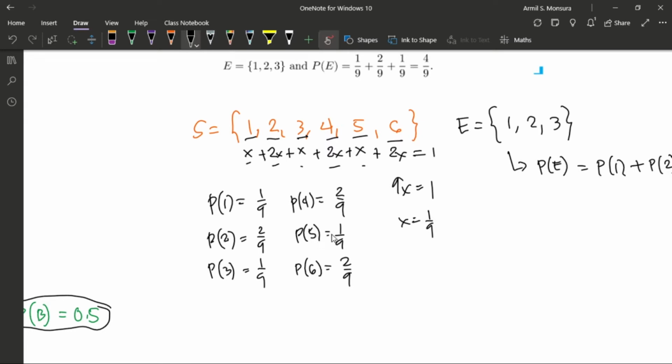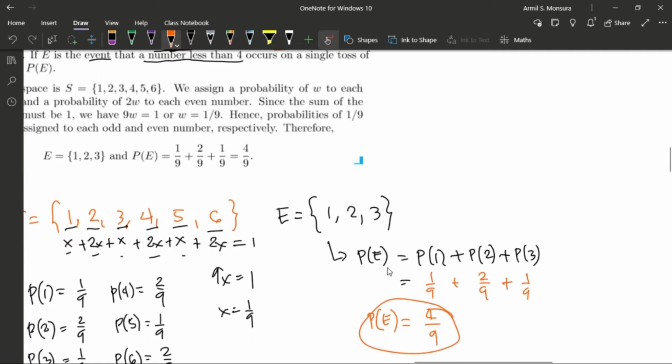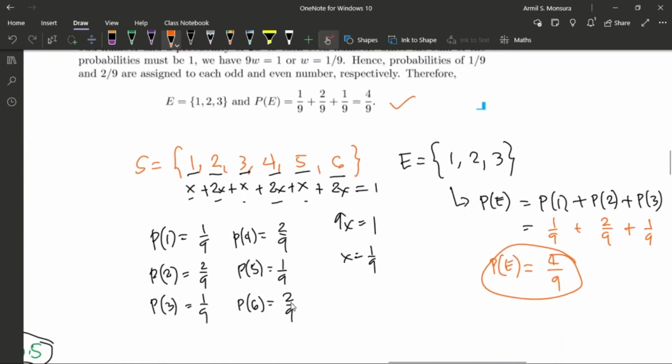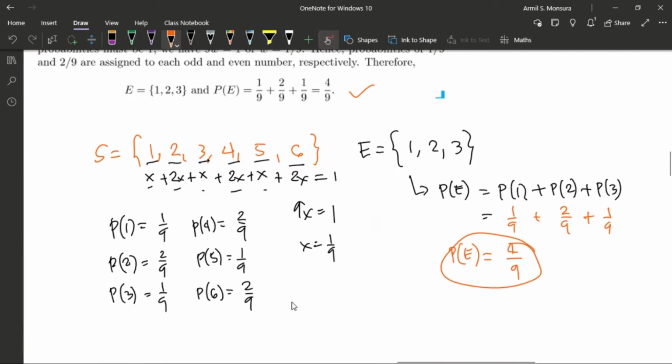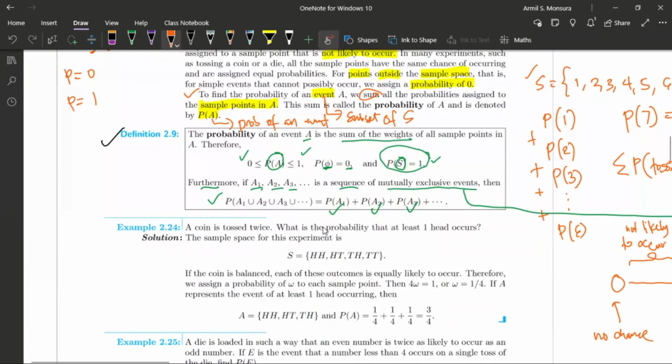Okay? But again, answering the question for the event E, kailangan natin yung probability para sa 1, 2, tsaka sa 3. So, this would be, probability of 1 occurring, that's 1 ninth. For the 2 coming out of your die is 2 ninths. And then, the probability of 3 occurring in your toss of die is 1 ninth. Okay? So, ngayon, i-add natin siya. The probability now of the event E occurring is 4 over 9. Yun. Okay? Ginagamit lang natin dito yung definition of probability of an event, definition 2.9. Yan pala yung ginagamit natin.